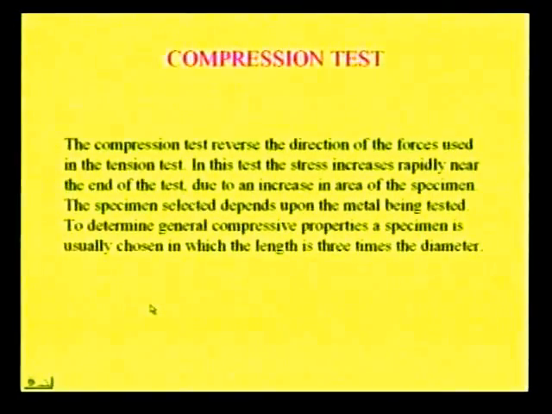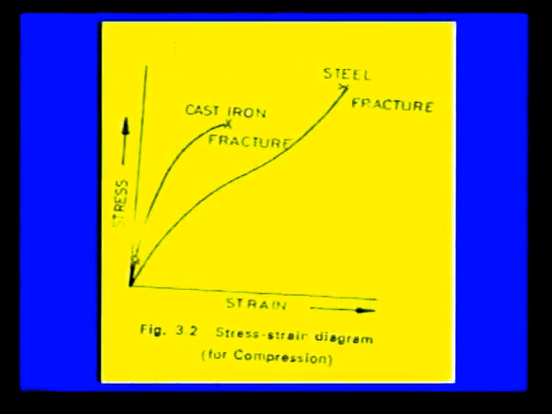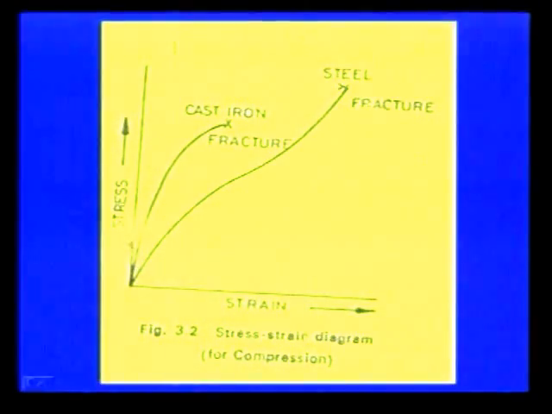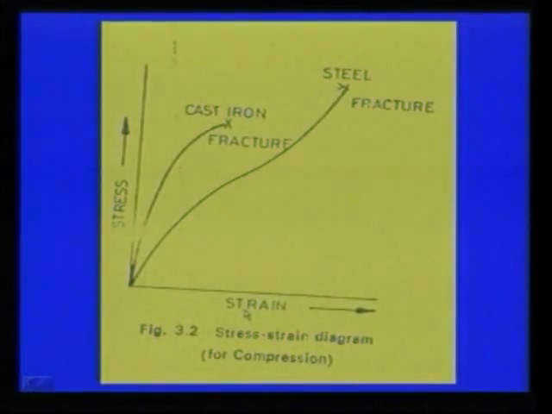In this test, the stress increases rapidly near the end of the test due to an increase in area of the specimen. The specimen selected depends upon the metal being tested. Generally, the compression test is done on materials like wood and brick, etc. In this case, there is no yield point and no proportional limit. Directly the material comes to the fracture state. The fracture is sudden in the case of cast iron and in the case of steel. These are the graphs obtained between stress and strain when the material is subjected to compressive load.